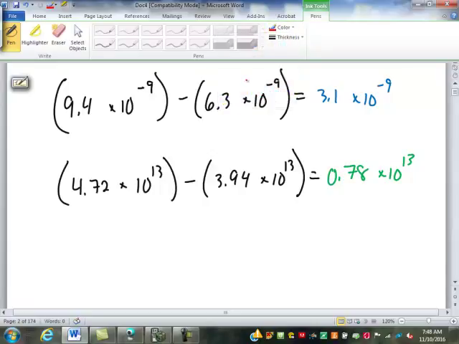What's wrong with this answer? Now there's nothing in front of the decimal point. There's a 0. That doesn't count. So we have to move the decimal point this way to make this 7.8. Now this time the number got larger. It went from 0.78 to 7.8. So the number got larger, the power must get smaller. 13 minus 1 is 12.